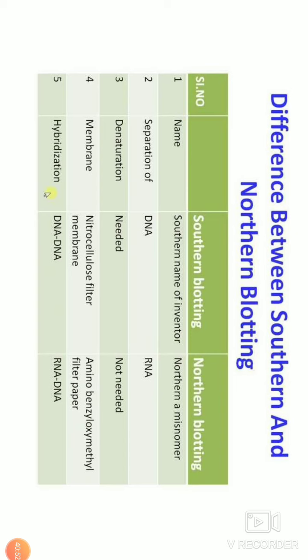The membrane used in southern blotting is nitrocellulose or nylon membrane. In northern blotting, you can transfer onto nylon or nitrocellulose membrane, but the affinity is not so good. RNA most of the time does not bind to nitrocellulose membrane effectively, so we use an aminobenzyloxymethyl membrane, called diazobenzyloxymethyl membrane. Hybridization in southern blotting is DNA-DNA hybridization. In northern blotting it is RNA-DNA hybridization.